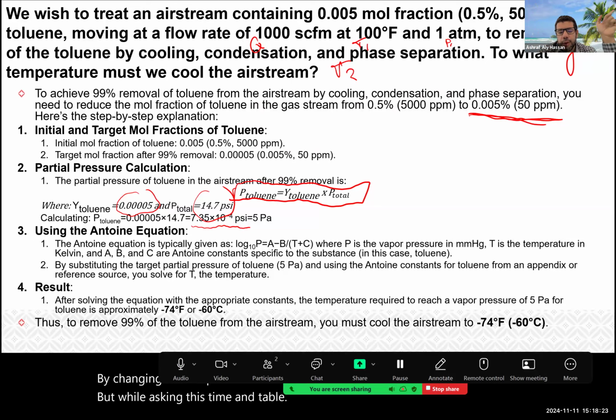So with this, we'll close this class, and then next class we'll talk about other technologies for the treatment of VOCs.